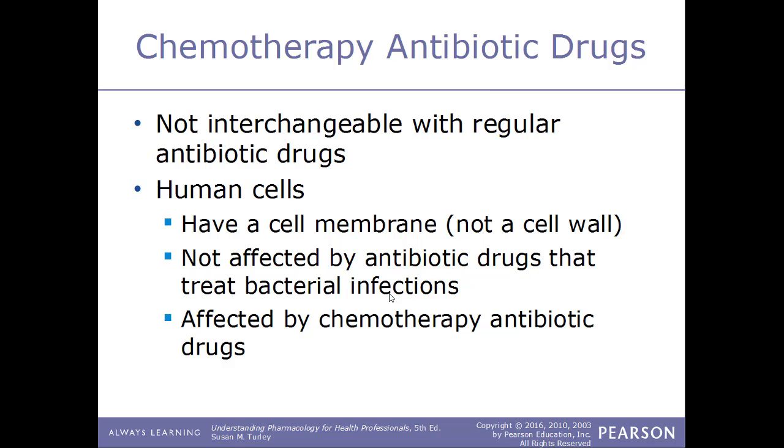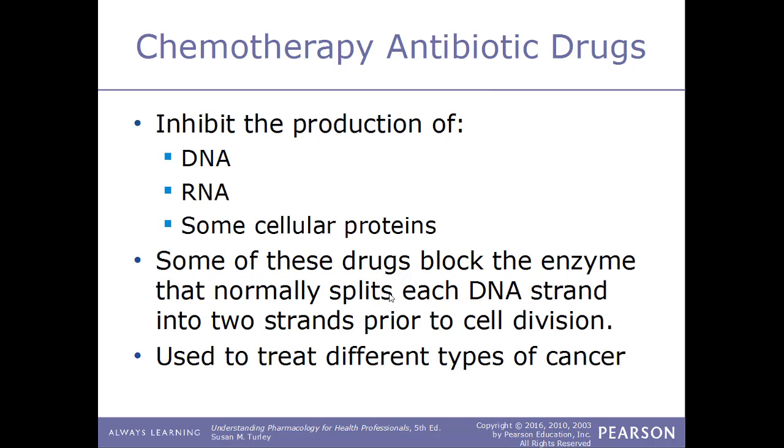Now, these are not interchangeable with regular antibiotic drugs. A normal human cell will have a cell membrane, not a cell wall, and a normal human cell is not affected by antibiotic drugs because they're used to treat bacterial infections. But human cells are affected by chemotherapy antibiotic drugs. This class of chemodrugs will inhibit the production of DNA and RNA and some cellular proteins. Some of these drugs will block the enzyme that will normally split the DNA strand into two strands prior to cell division. This class of chemodrugs is used to treat different types of cancers.